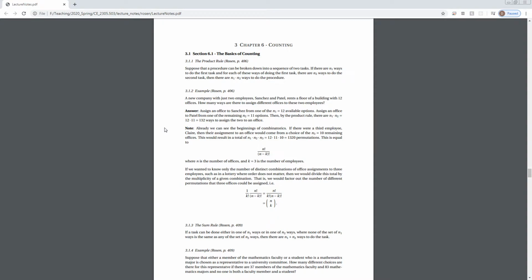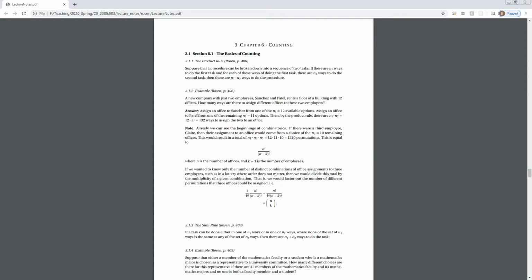And so the example that I pulled from the book is selection without replacement. It says a company with just 2 employees, Sanchez and Patel, rents a floor of a building with 12 offices. And so you need to imagine 2 people trying to decide who gets which office. And so they play paper, rock, scissors, and Sanchez goes first. And so he gets his pick of 12 offices. But after he's chosen, then Patel would go next, and he would have 11 offices to choose from because Sanchez will have gone first.